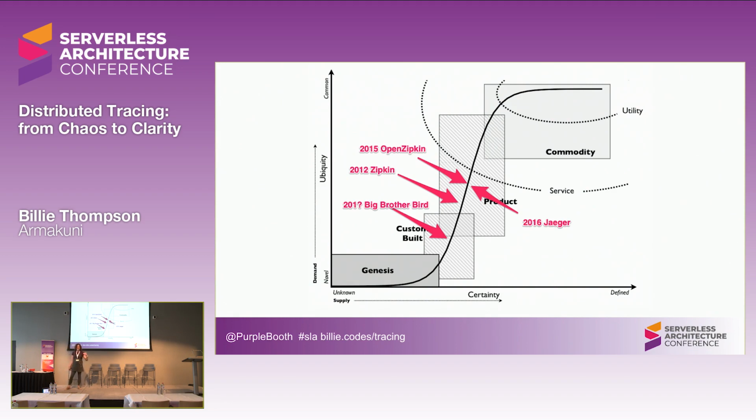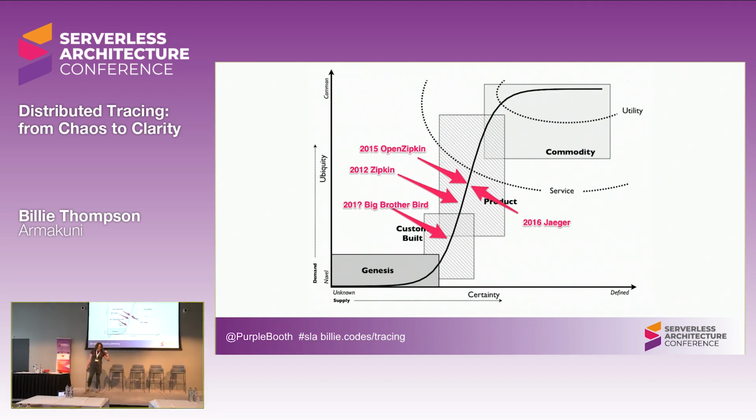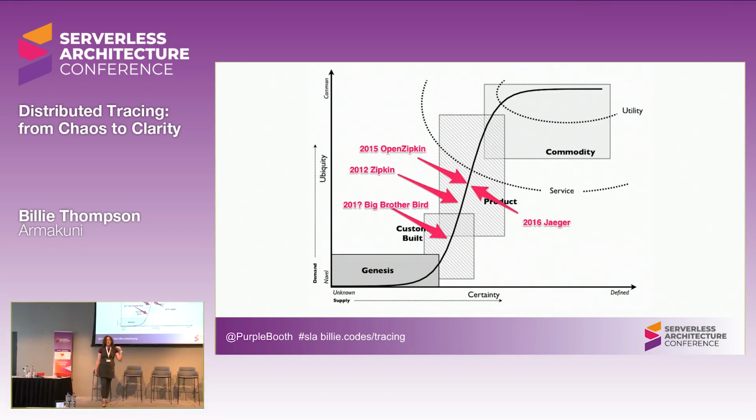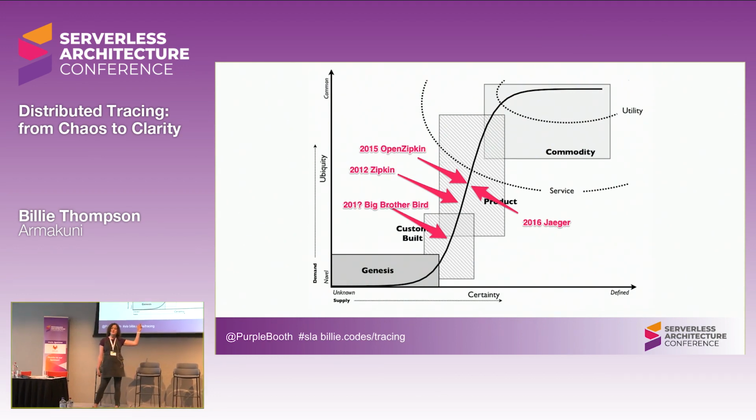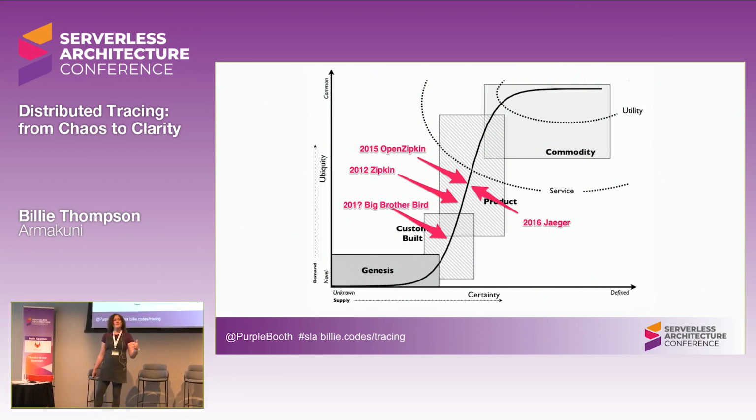The ideas from OpenZipkin and all these things were then picked up by Jaeger, which is the client that I'm going to be talking about today. Jaeger was released by Uber, and it's an open source tracing product. And we can actually still see the history today of the Big Brother Bird project inside Twitter, because in the headers of traced HTTP requests, you will see annotations which are B3. Which stands for Big Brother Bird, which is kind of interesting.